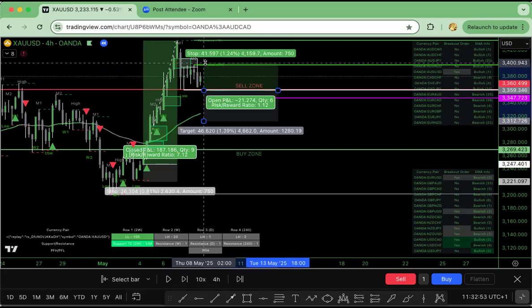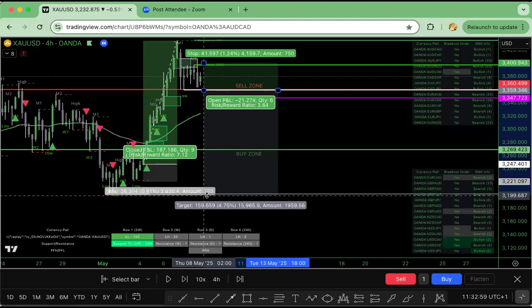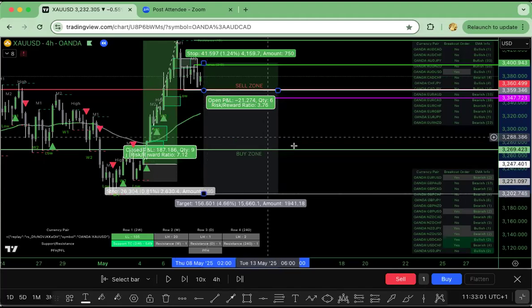You can have your stop loss above here. Once price action breaks there, your stop loss is above here. And then you take price all the way down to these lows here. Well, yeah.